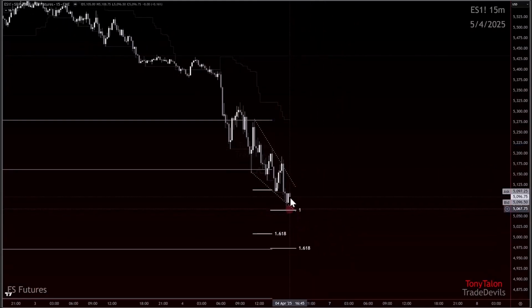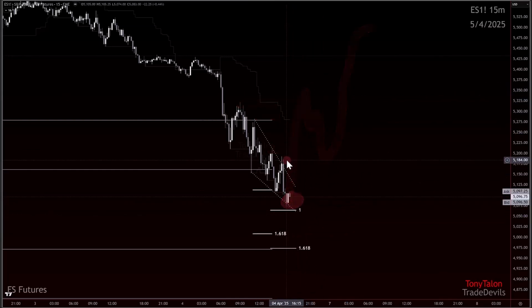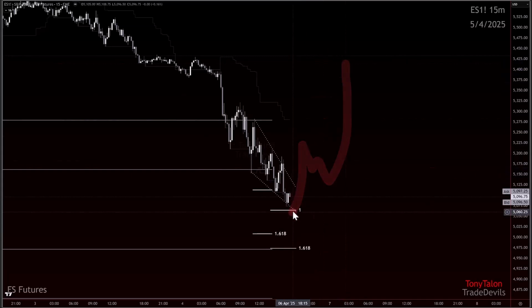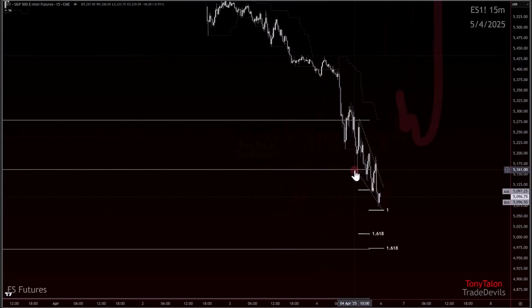Until we start breaking some of these pivots up here, and especially the higher up ones, the higher degree ones, we won't really know if this is complete or not. So this is what I'm looking for down on the 15-minute. This to potentially complete, and then we're going to move up, and then look for some impulsive move up and correction to look for the larger degree correction to play out.